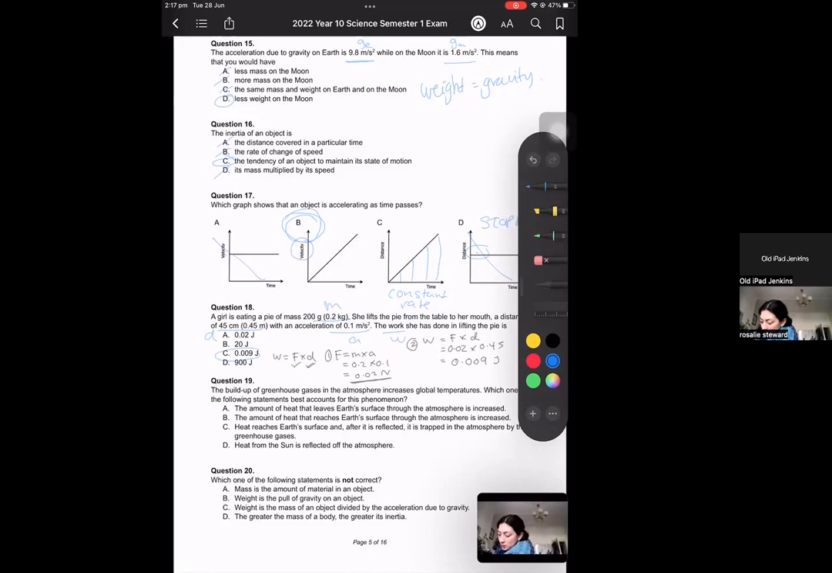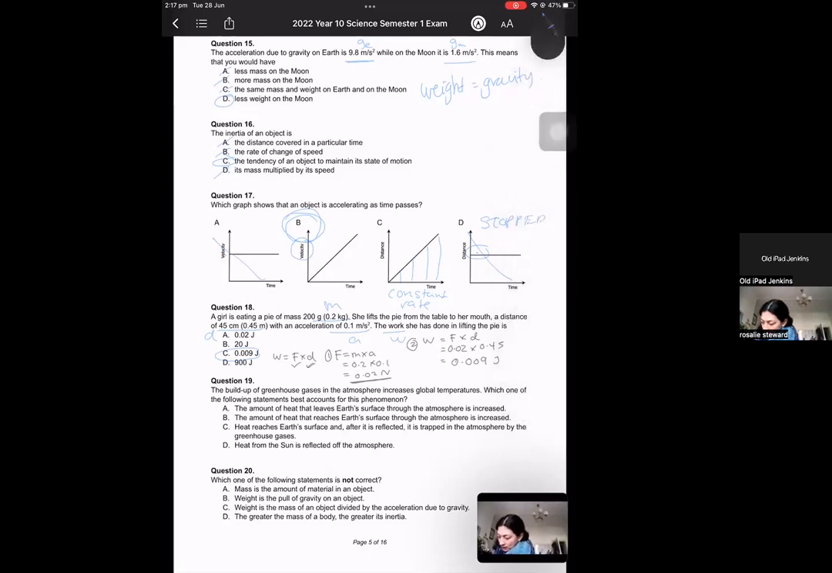Okay, so the building up of greenhouse gases increases global temperatures. Which one of the following statements best accounts for this phenomenon? So this is something that you guys know a lot with general knowledge. It's the idea that various gases, for instance, carbon dioxide and methane, are produced in greater quantities than they normally would. They sit in the atmosphere. And that means when the sun's heat enters the Earth's atmosphere, it's harder to escape because there's basically more particles in the atmosphere. The sun's heat can't exit the atmosphere as easily due to all the extra particles. That's the answer that we're looking for here.